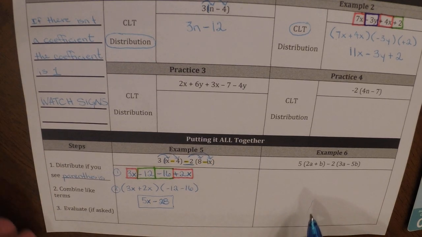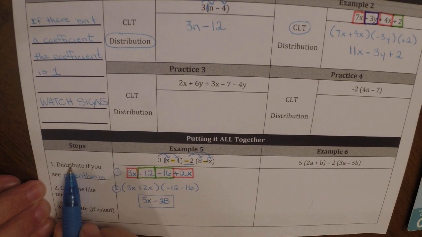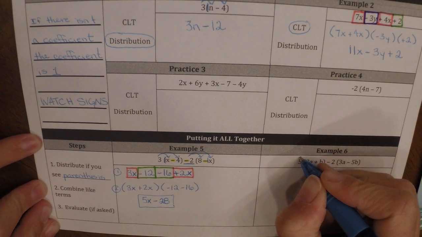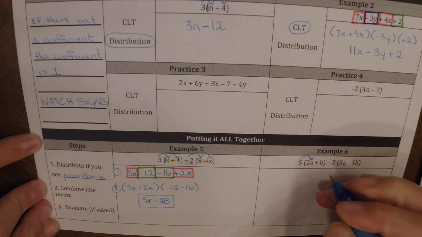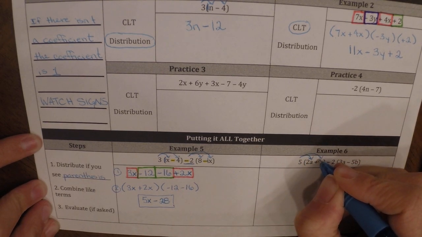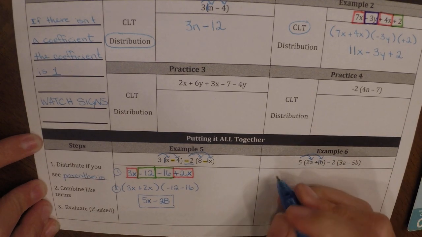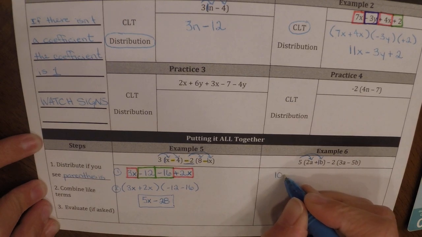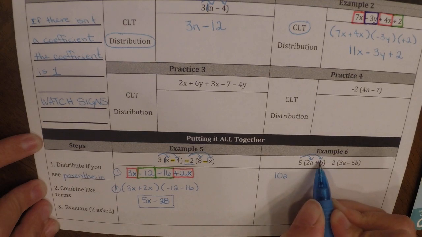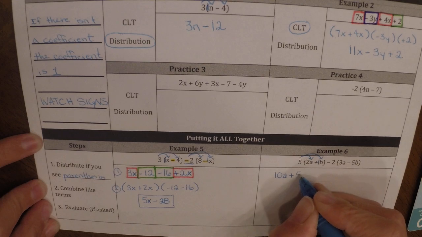Let's look at example 6. Okay, we're going to do the same thing. Step 1 says to distribute if you see parentheses. Well, we see parentheses. So I'm going to do this times this, and this times this, remembering that there is an imaginary 1 right here. So 5 times 2a is 10a. And then 5 times positive 1b is positive 5b.